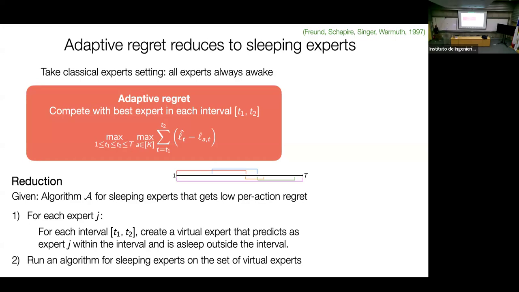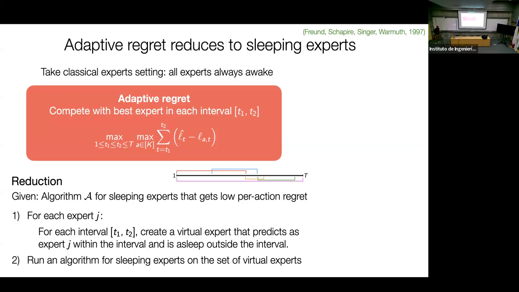And inside the interval, its losses are going to be exactly the losses of the expert, right? So let's say expert 2, this will be L_T1 all the way through L_T2. Okay, so it'll be defined in this way, right? Its performance is undefined outside of the interval. And as you might imagine, we're going to consider per action regret against all of these virtual experts, right?